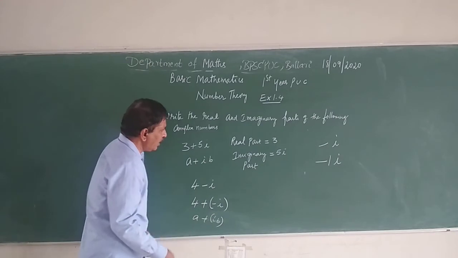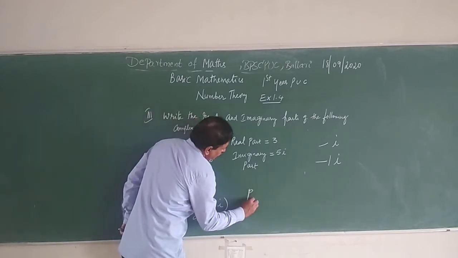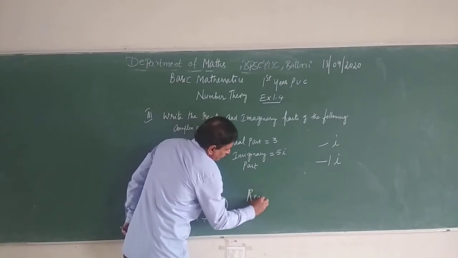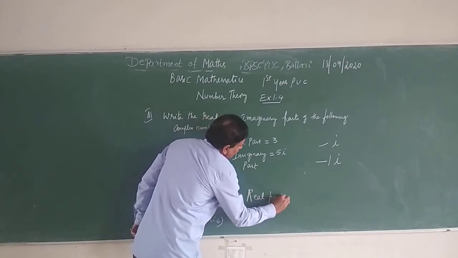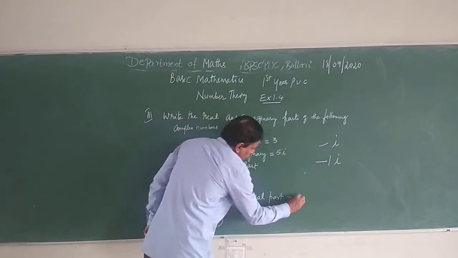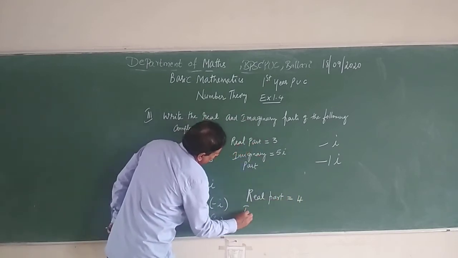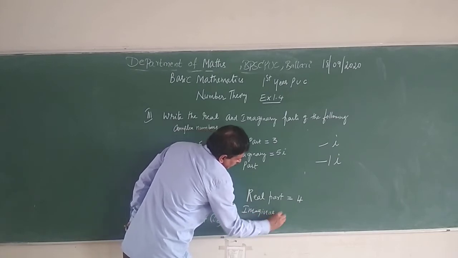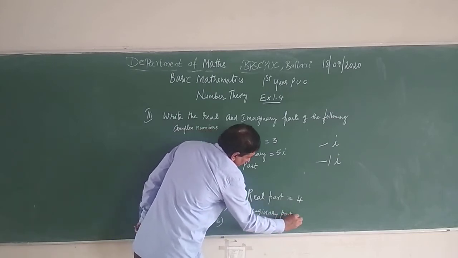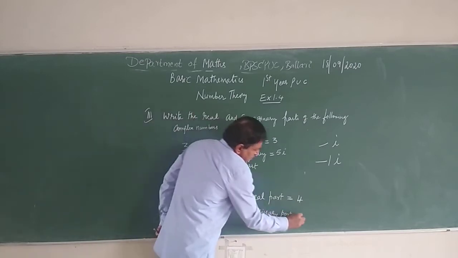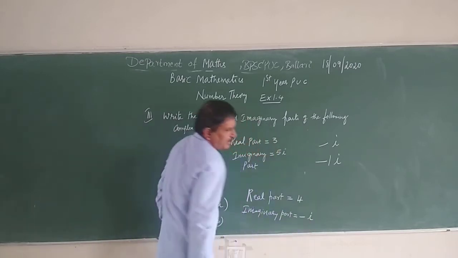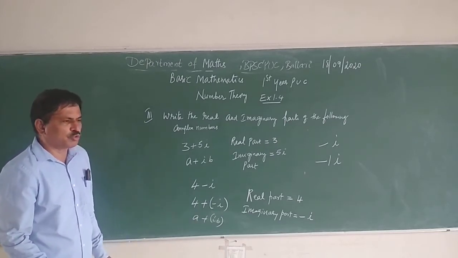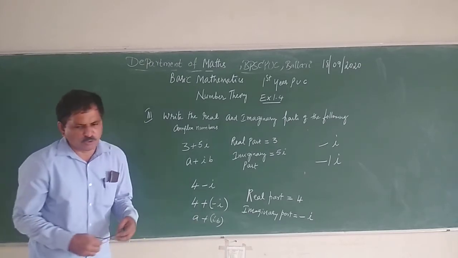So very clearly the real part is 4 and the imaginary part is minus i, or you can write minus 1i. Minus 1i, both are one and the same. Yes, please copy down these two.